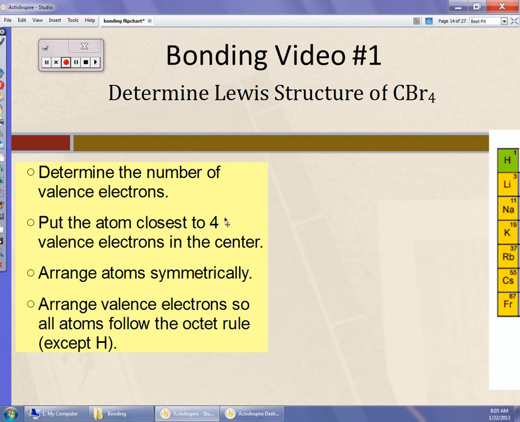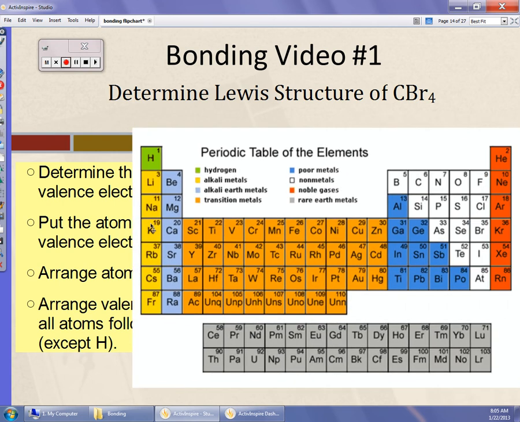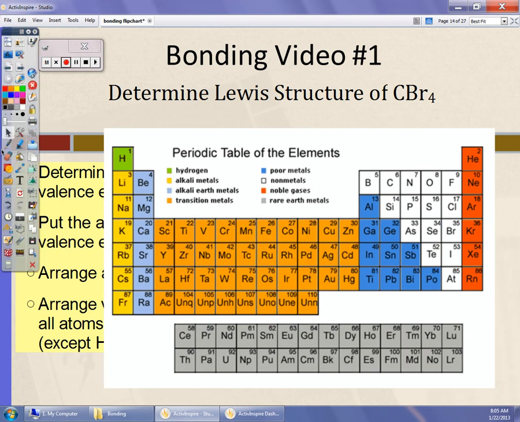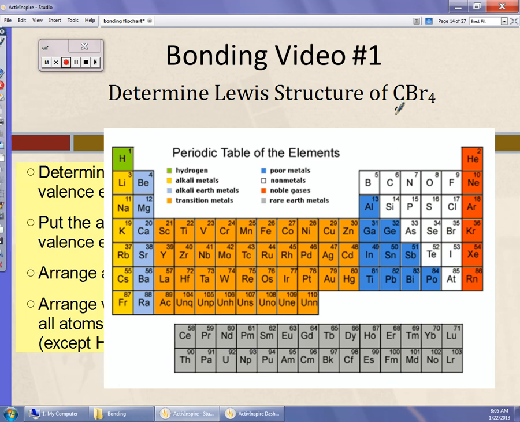First, we need to find the number of valence electrons. To do this, you want to pull out your periodic table. Carbon, located right here, has 4 valence electrons. Plus, there's 4 bromines times their valence electrons. Bromine is right here. It's going to have 7 valence electrons. So overall, you're going to have 32 valence electrons.